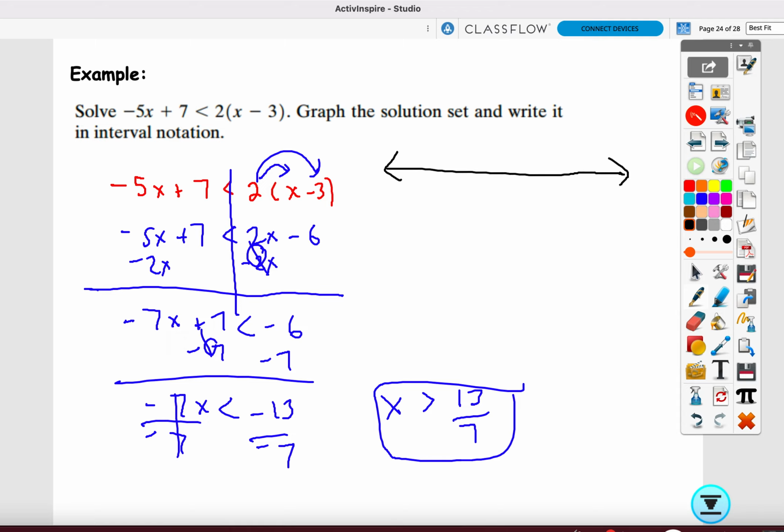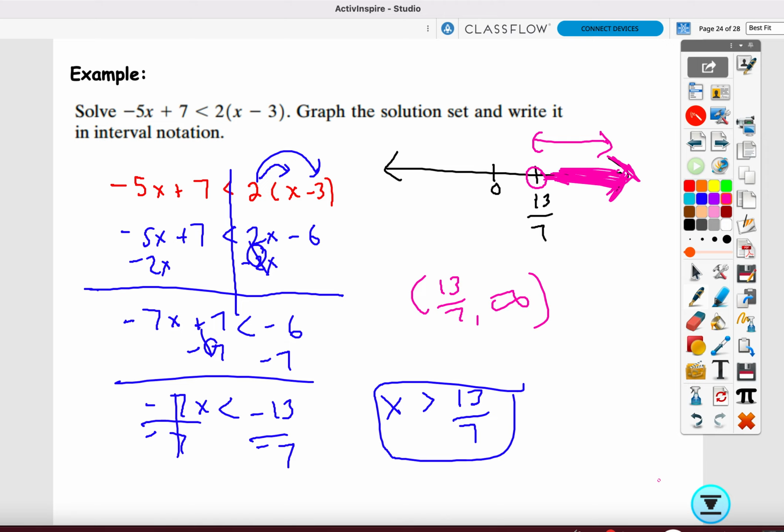So number line. 13 over 7 is a positive number, so I'm going to put 0, and over here just 13 over 7. It's greater than, so it's going to be an open circle with the arrow to the right, because every number to the right of something is greater than, like 5, 10, 100, million. And since it's an open circle, it's going to be a parenthesis with an arrow. So it'll be parenthesis 13 over 7 all the way to positive infinity.